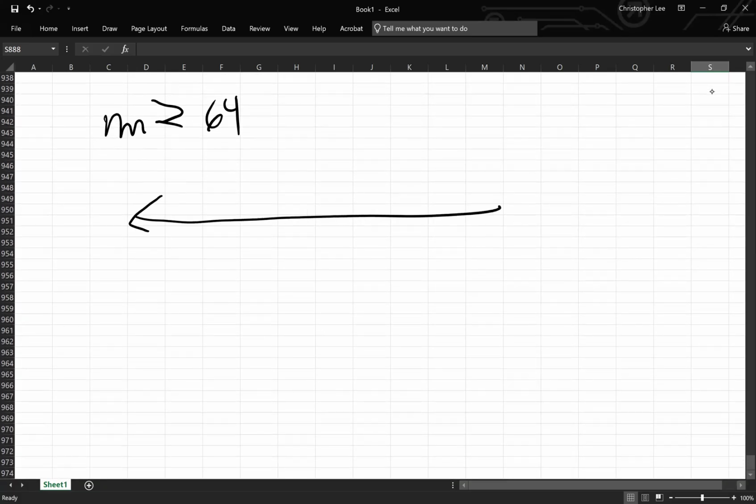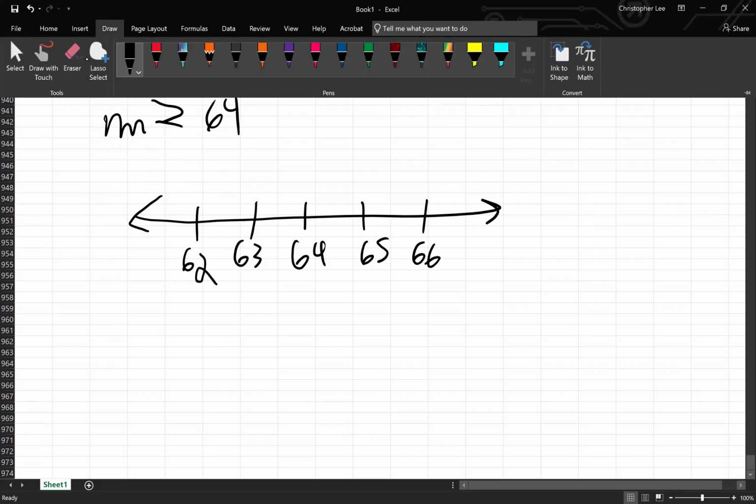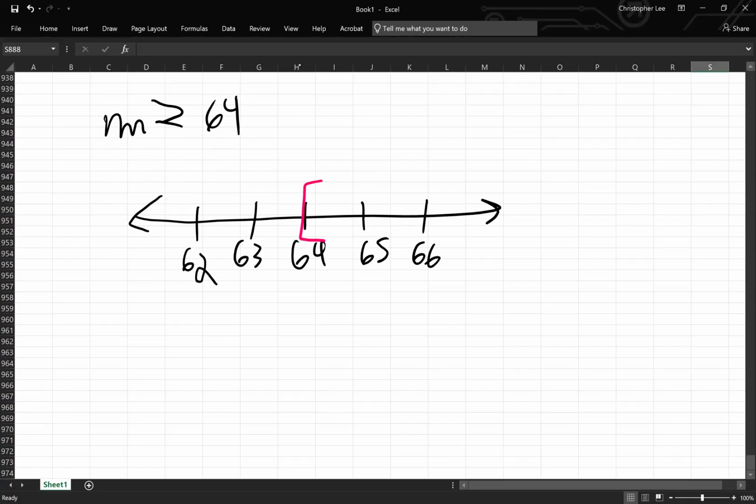So number line in the middle, call that 64. I'm just going to say 65, 66 is right here. I'm going to call this 63, 62. And then let's graph this, right? So it's going to be greater than or equal to 64. So I want all the numbers that are bigger than 64, but it's a bracket though, right? It's going to be a bracket. So open bracket, sorry. And then all the numbers greater than 64. There we go.